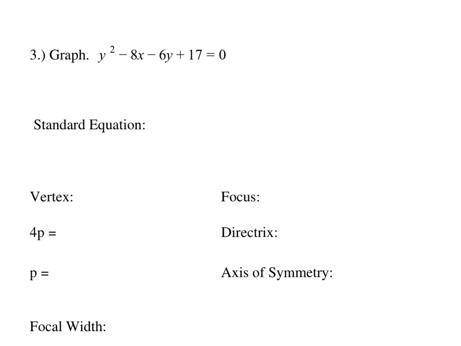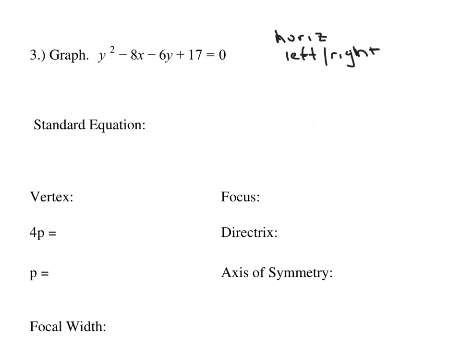For number 3, we have y squared minus 8x minus 6y plus 17 equals 0. Now, before I even get started doing anything, I notice right off the bat that it's a y squared. So y squared is going to tell me that I now have a horizontal parabola, which means that this one is going to either open to the left or to the right. Now, until I complete the square and get it in standard form, I'm not really quite sure at this point.